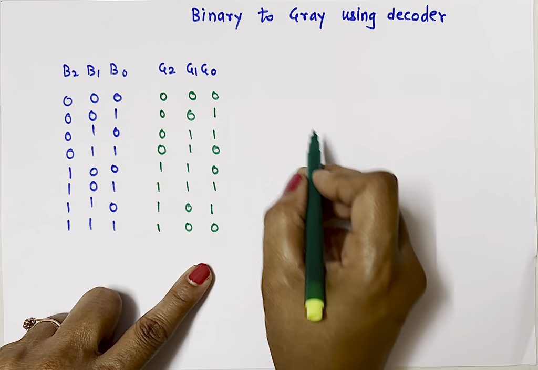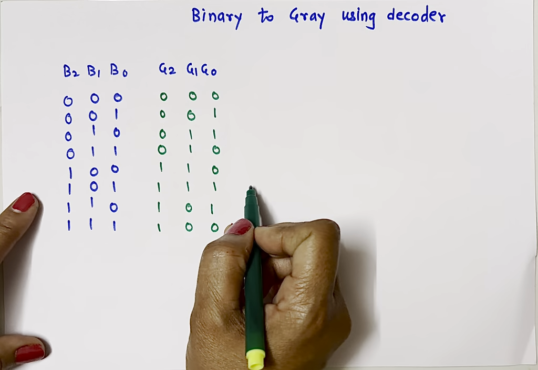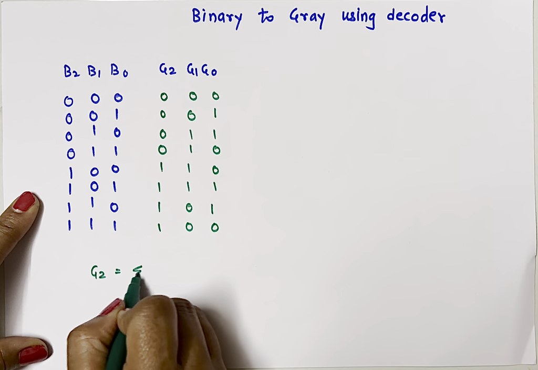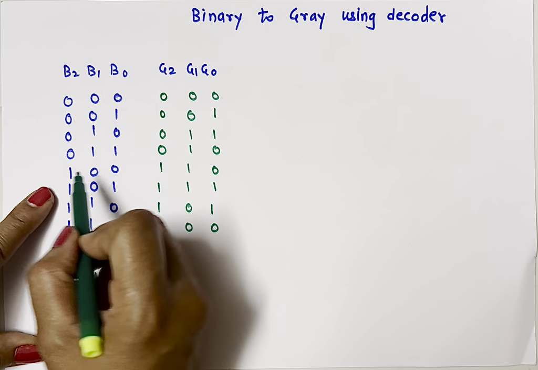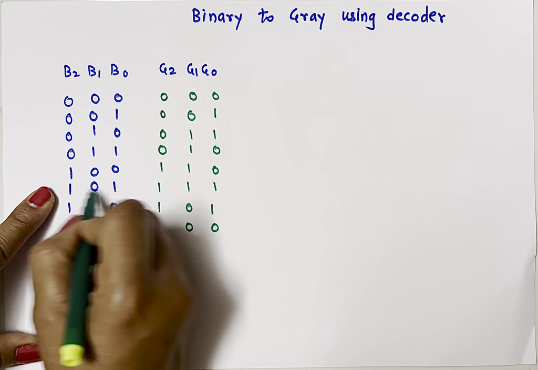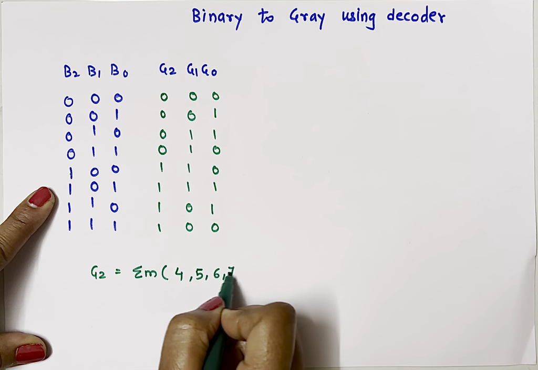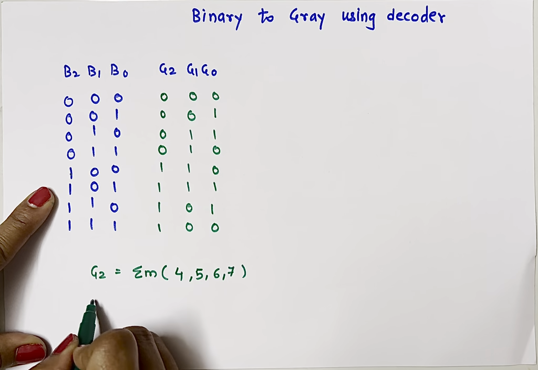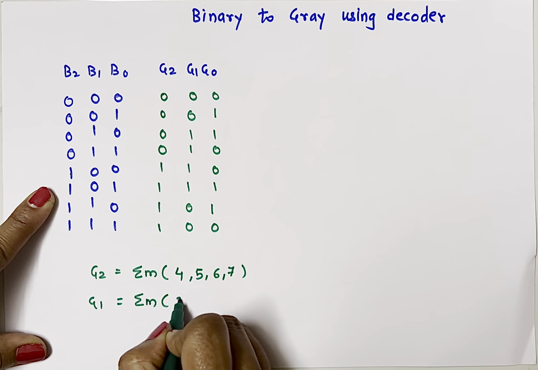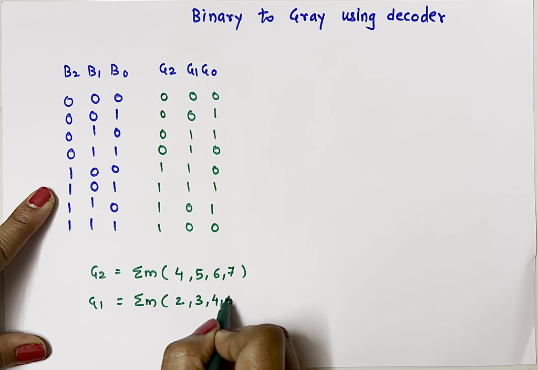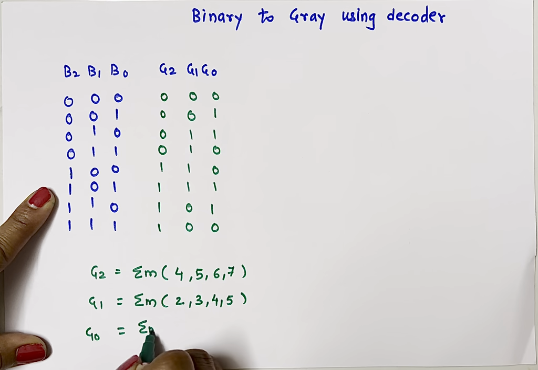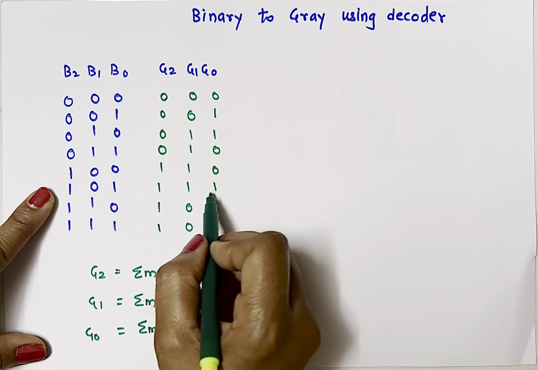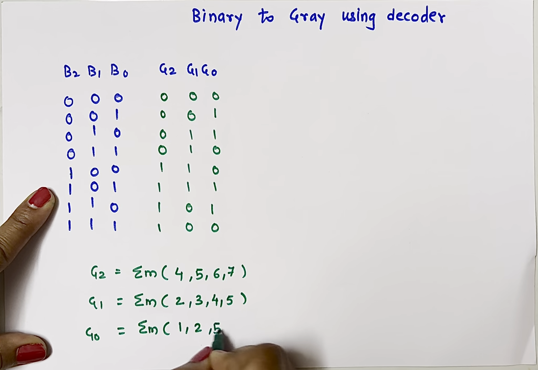For implementation using decoder, we need to write equations for G2, G1 and G0. So G2 is summation of M. We need to identify the min terms where output is 1. For 4, 1, 0, 0 is 4. For 5, for 6 and for 7 output is 1. For G1 it is summation of M 2, 3, 4 and 5. For G0 it is 1, 2, 5 and 6: 0, 0, 1 is 1, 0, 1, 0 is 2, 1, 0, 1 is 5 and 1, 1, 0 is 6.